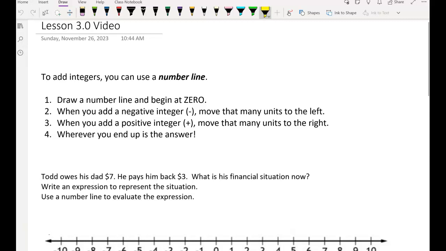Now, you want to make sure that you copy this down. When you add integers using a number line, make sure you copy down anything that gets highlighted in the video if you want to get all the important information.